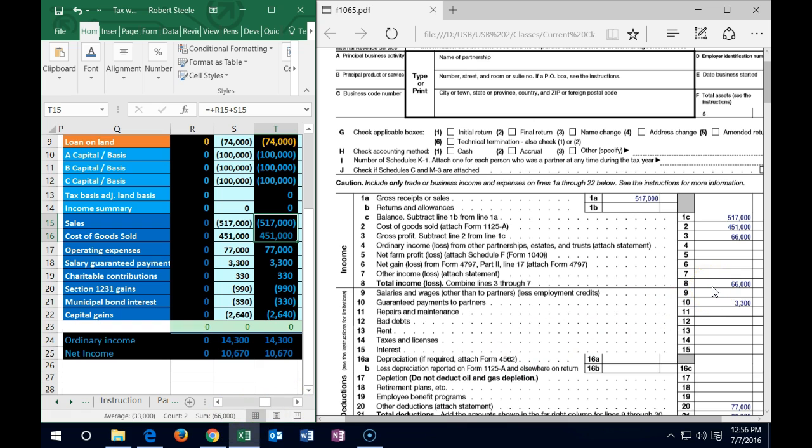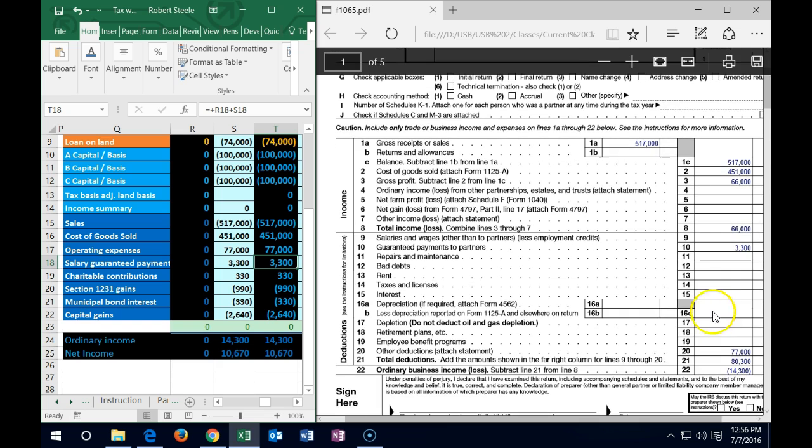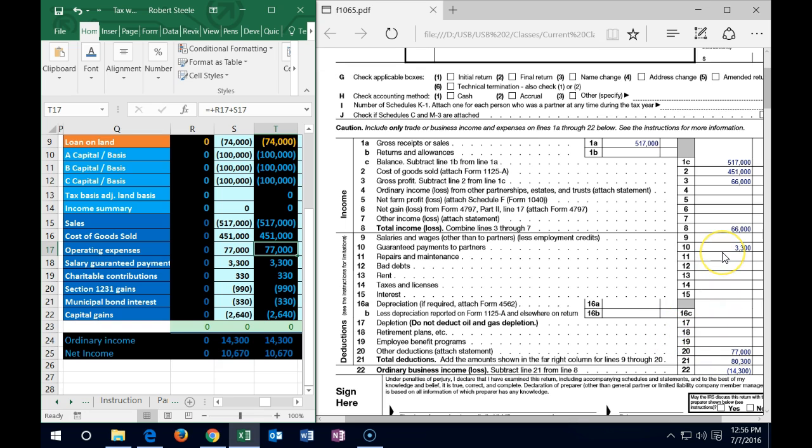66,000 here. We're going to have to break out the guaranteed payments separately. So here's the guaranteed payments. And then we've got the 77, that's everything else. That's this number here, everything else right there. The 3,300 plus the 77,000 equals the 80,003. The 66,000 minus the 80,003, that's the 14,300.